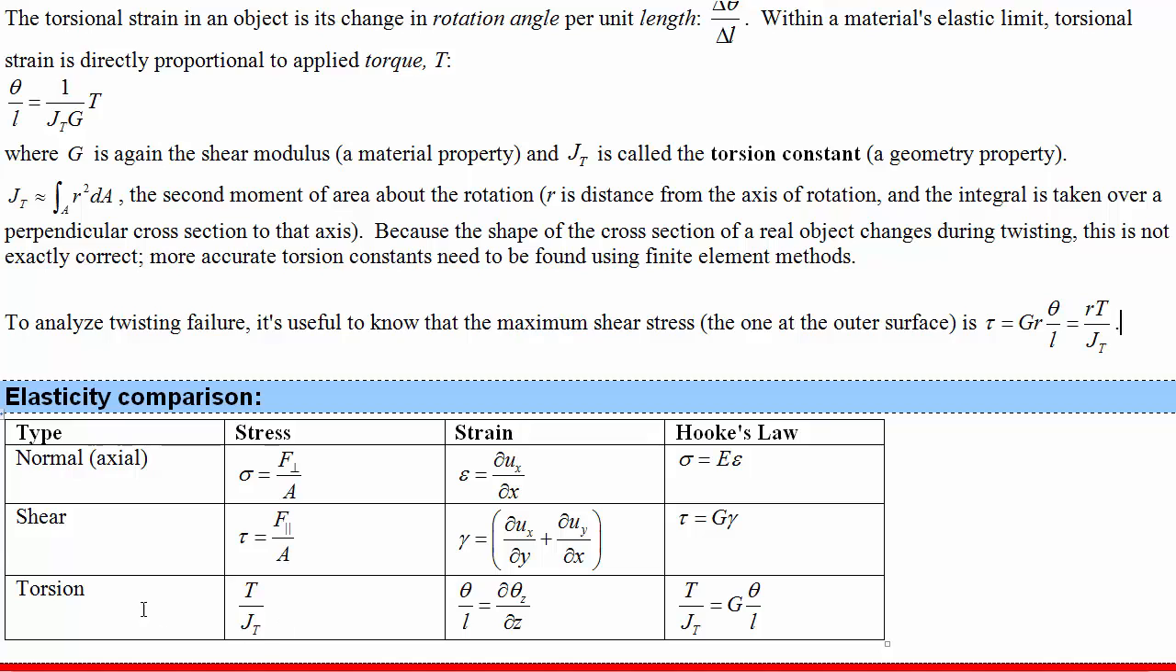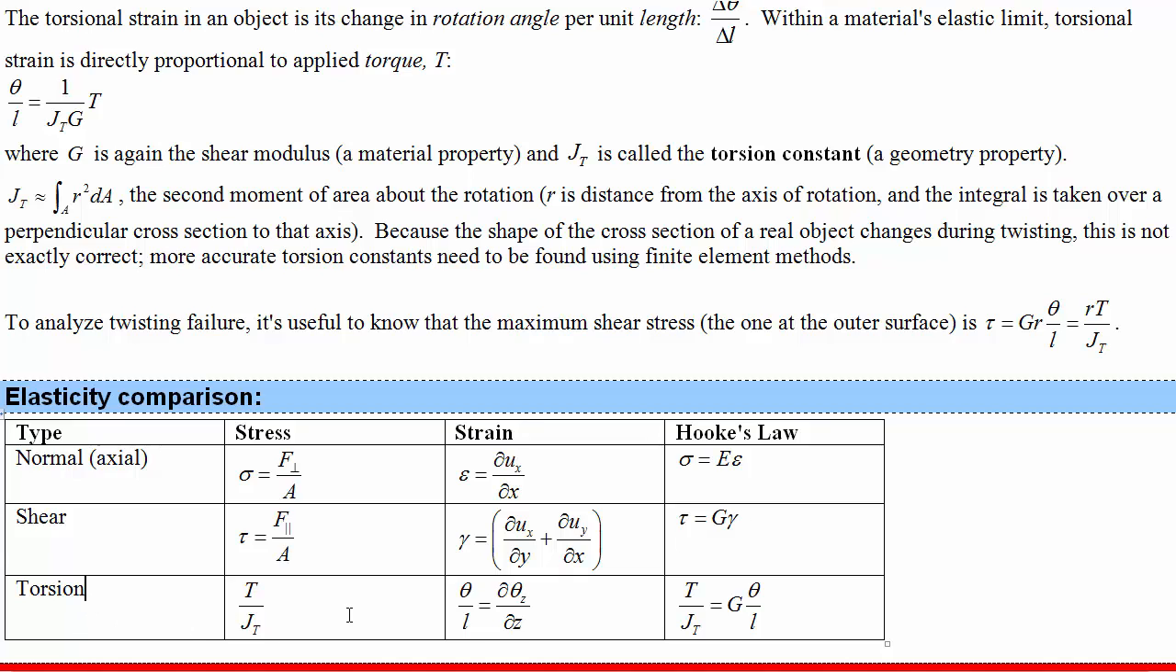So just to compare the elasticity that we've got so far, we've had normal axial elasticity where stress is perpendicular force per area, strain is change in length per unit length, and Hooke's law said that they are related through the Young's modulus. In shear, we had that parallel force per unit area is the stress. The strain, or engineering shear strain here, is the sum of the change in x per unit y and change in y per unit x. And Hooke's law is that the shear stress is equal to the shear modulus times the shear strain.